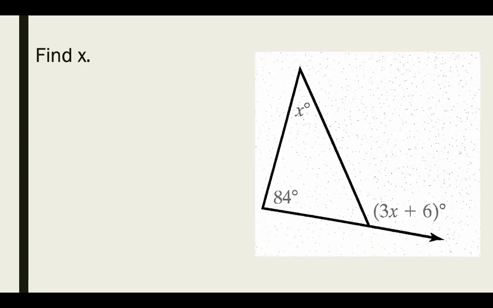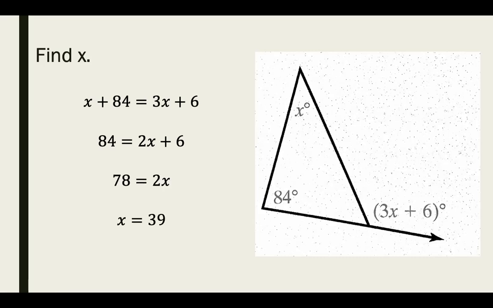And lastly, we have an exterior angle problem. In this case, this 3x plus 6 is an exterior angle. It must equal the sum of x plus 84. Subtract x from both sides. Subtract 6 from both sides. Divide by 2. And we get an answer of 39 degrees.